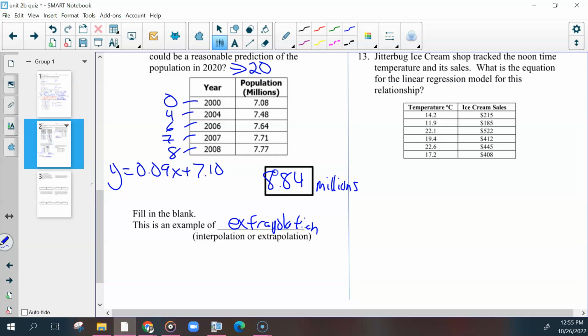Questions on 12? So it's just looking at this number. Does this fall within the data or outside of the data? Outside would be extrapolation. Inside, like if it said 2005, that would be interpolation. Okay. And then 13, you just had to find the equation.